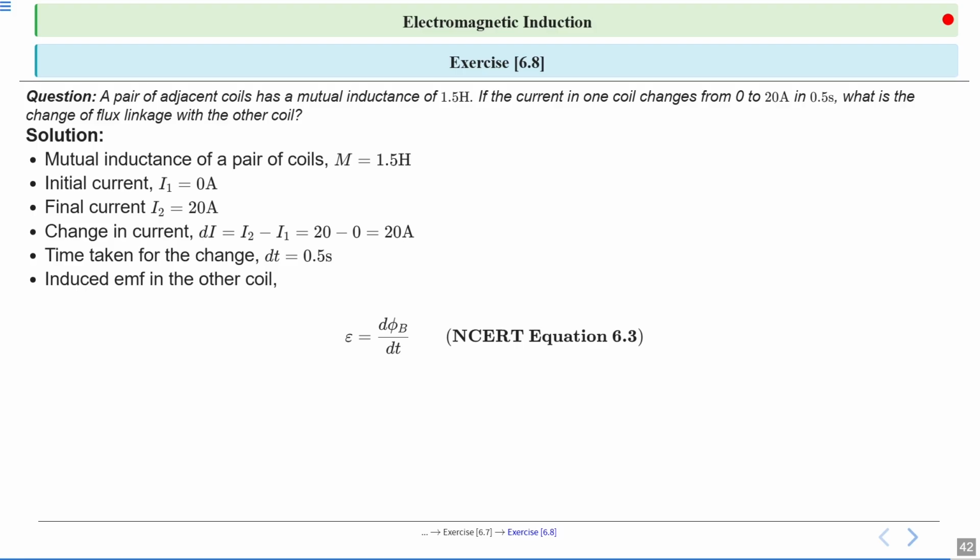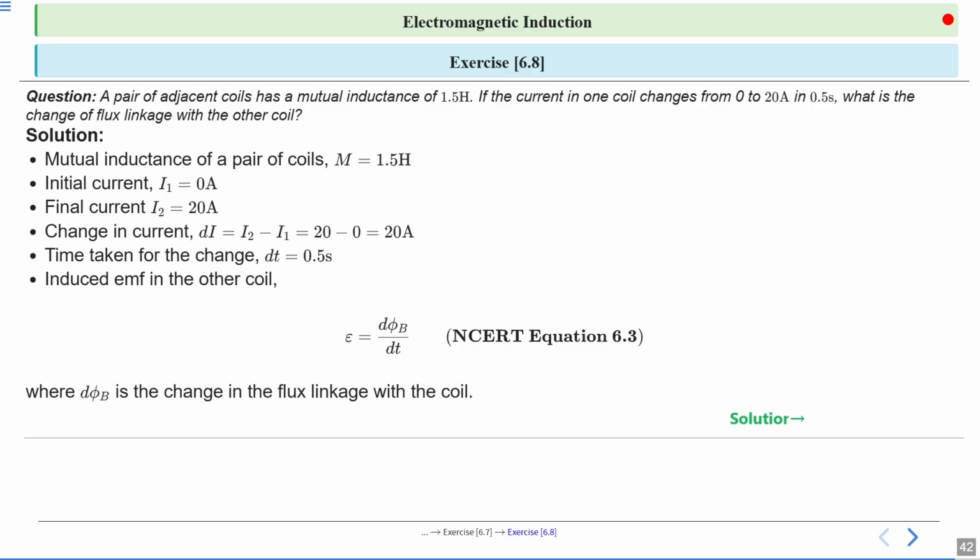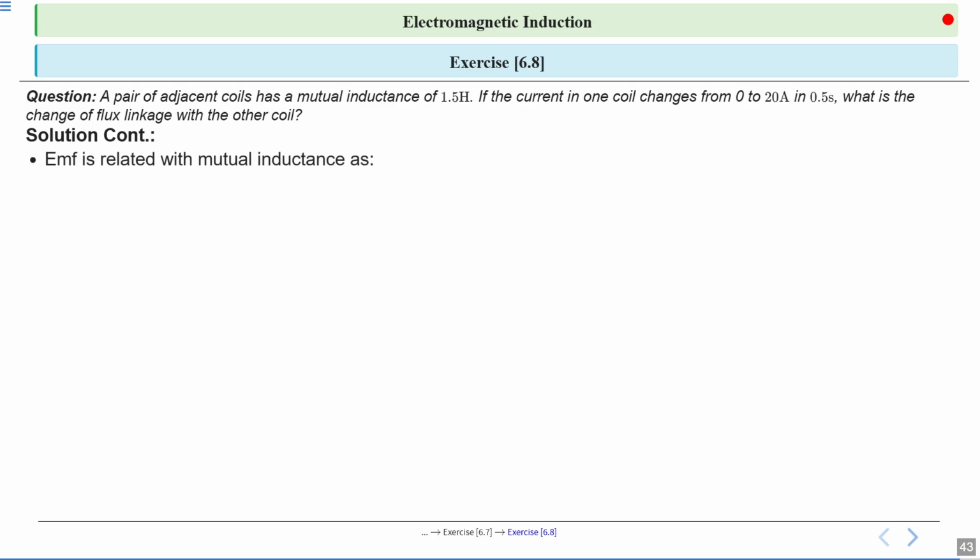We know that the induced EMF due to the change in flux is given by epsilon equal to d phi B upon dt, the rate of change of magnetic flux, NCERT equation 6.3, where d phi B is the change in the flux linkage with the coil. And EMF is related to mutual inductance as epsilon equal to M di by dt. This is a similar expression to the self-inductance expression, only in place of L, self-inductance, there will be mutual inductance, M.